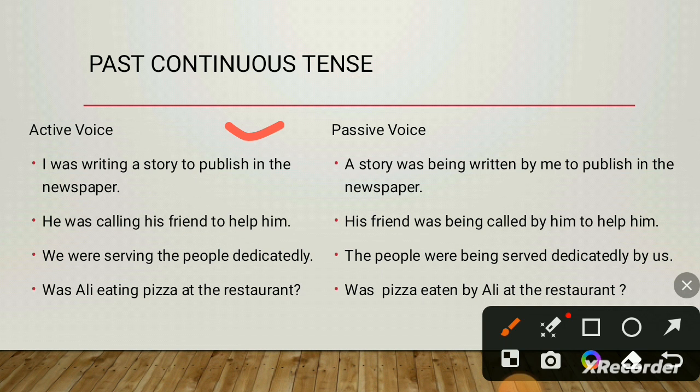So I was writing a story to publish in the newspaper. I subject है, was writing आपके पास verb है, helping verb and verb. Story is the object. So a story is in the beginning in the passive voice: A story was being written. So क्या changes हैं यहाँ पे? हमने being का word add किया है और third form of the verb use की है.